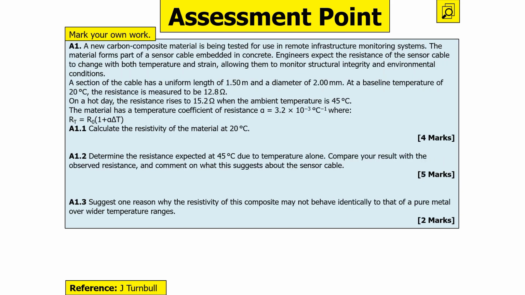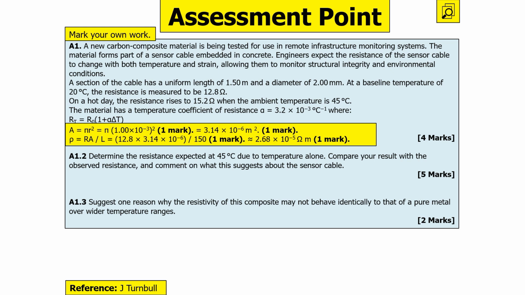Right, in this first one, we need to work out resistivity. First thing we need to do, work out the area. We assume the cross-sectional area is a circle, so it's pi r squared. So we get our diameter, we half it, we turn it into meters, so we get 3.14 times 10 to the minus 6 meters squared. We know that resistivity is resistance times by area over length. We have all the values now, so it's 2.68 times 10 to the minus 5 ohm meters.